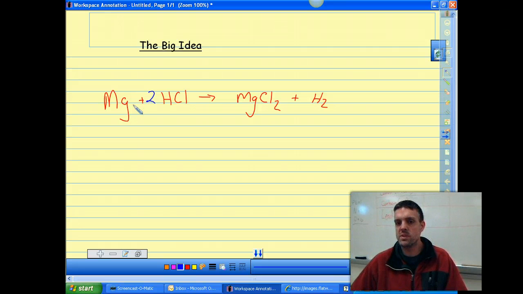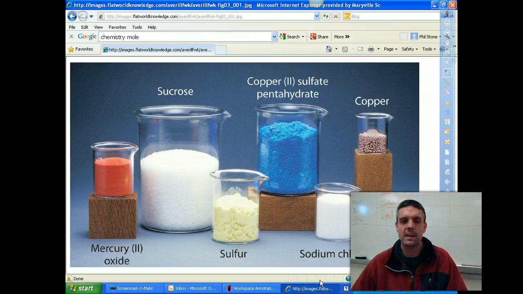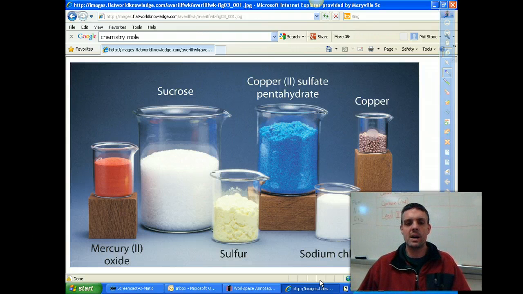So just in review real quick here, I'm going to pull up an image. Take a look. We've got a bunch of different compounds or pure elements, and what you're looking at in each one of those is 1 mole of each of those substances. So what does that mean?